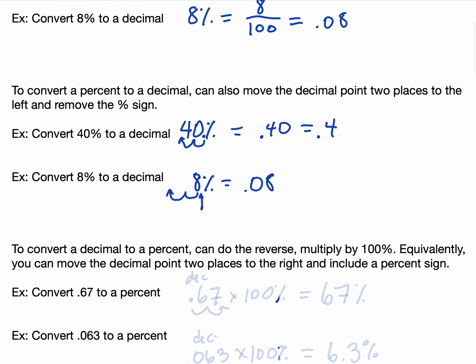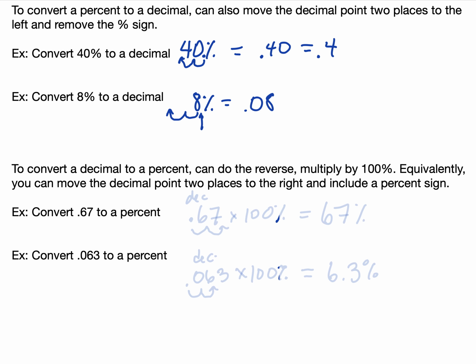Okay, so to do the reverse, to convert a decimal to a percent, we can just reverse our process. So before we divided by 100%, now we can multiply by 100%. Or the other way of doing it was to move the decimal place 2 spaces to the left and take away the percent sign. Now we can instead move the decimal place 2 spaces to the right and include the percent sign. So these are the same operation.